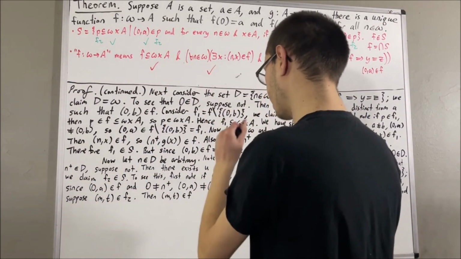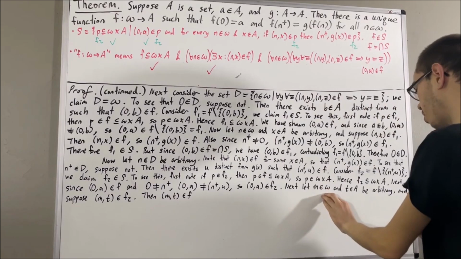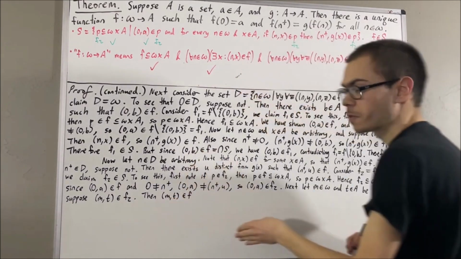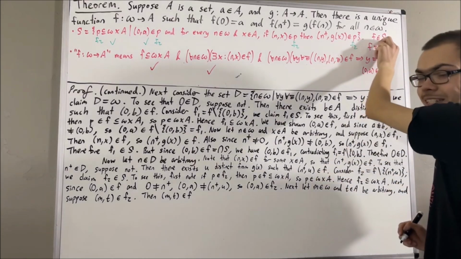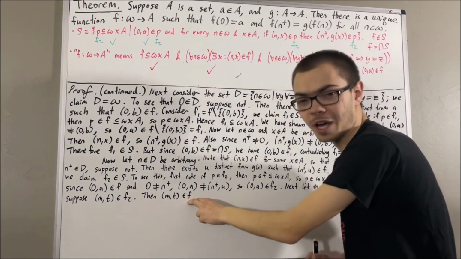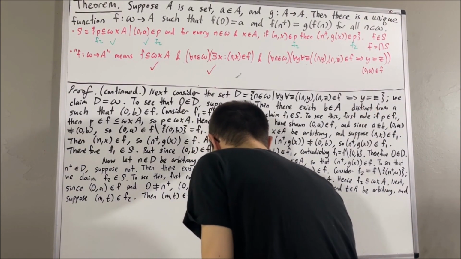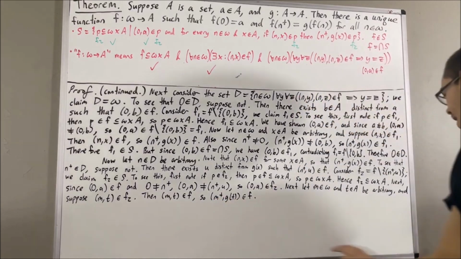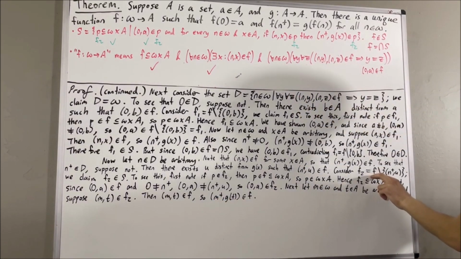And since m is a natural number, t is an element of A, and m comma t is an element of F, it follows from the fact that F is an element of S that the successor of m comma g of t is an element of F as well. So we've shown that the successor of m comma g of t is an element of F. So all that's left to show is that it's not equal to the successor of n comma u.